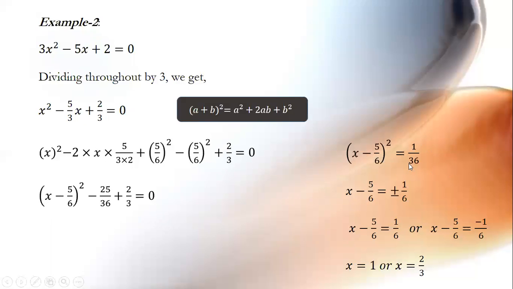So when we take square root on both the sides, we get x minus 5 by 6 is equal to plus or minus 1 by 6. So x minus 5 by 6 is equal to plus 1 by 6, or x minus 5 by 6 is equal to minus 1 by 6. When we solve for x, we get x equal to 1, or x is equal to 2 by 3. So this is the method of completing the square.